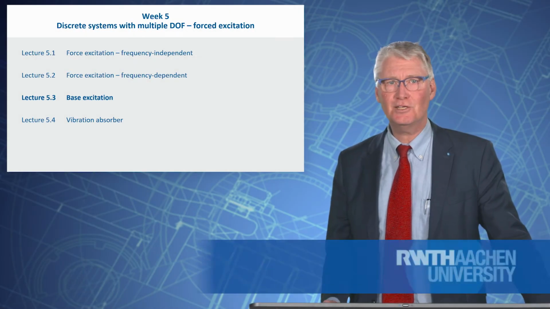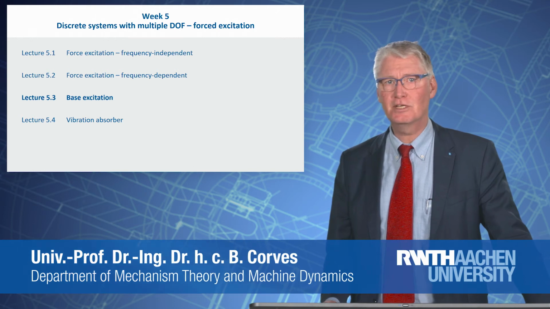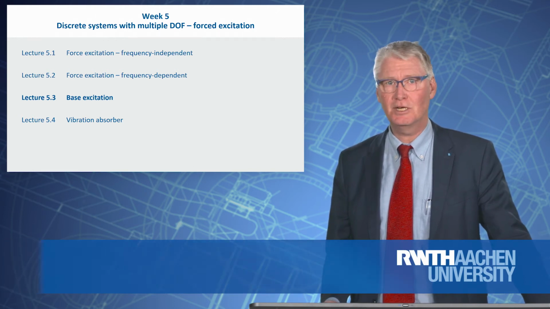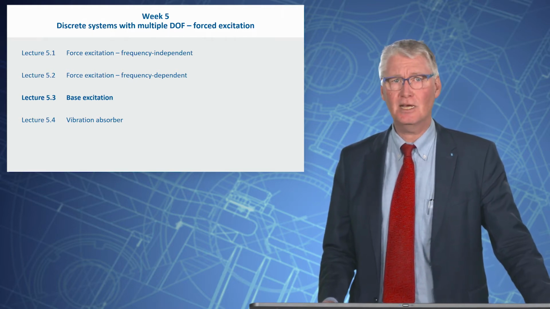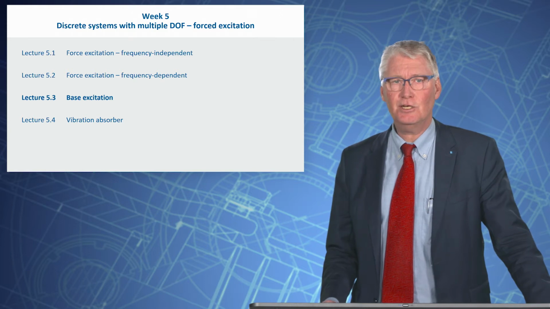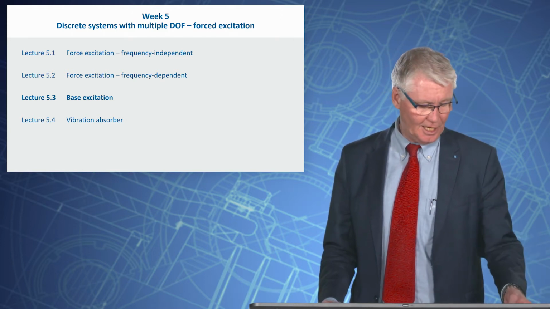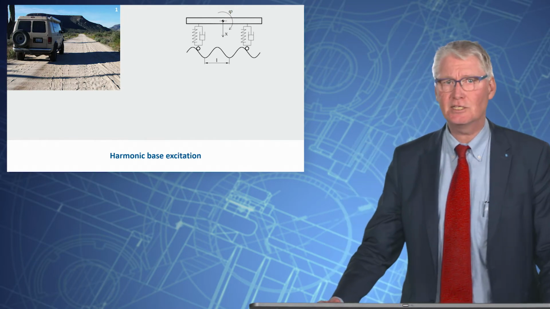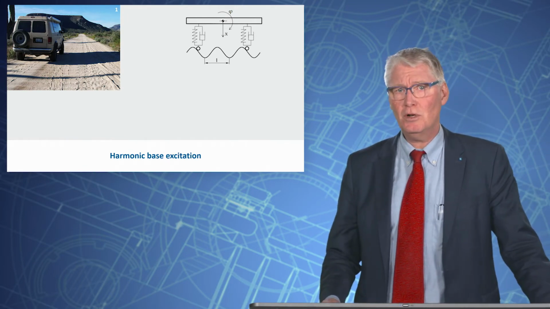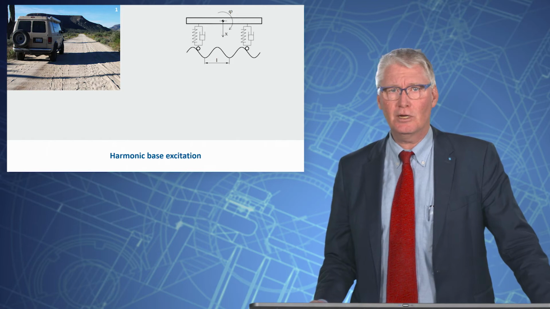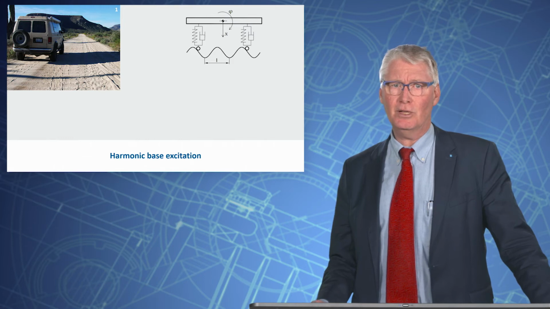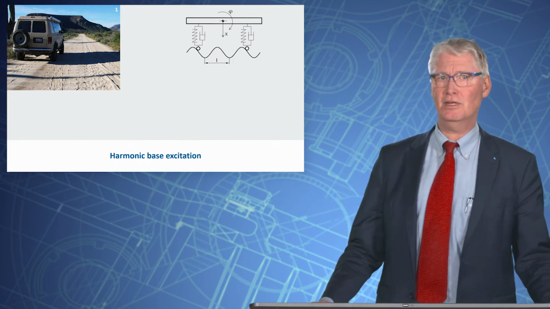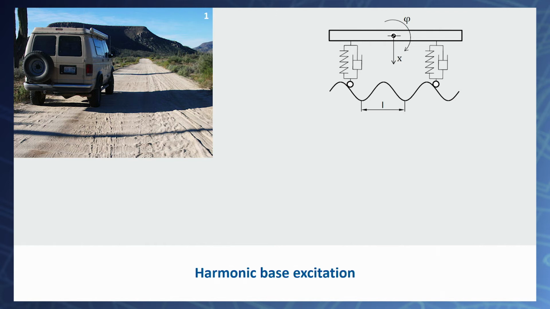Welcome to today's lecture. We are still talking about discrete systems with multiple degrees of freedom, and now we are looking at a special type of excitation, base excitation. We already know base excitation from when we were discussing single degree of freedom systems, but we will see that especially when we are talking about multi-degree of freedom systems, in this case a 2-degree of freedom system, harmonic base excitation, in my opinion, is much more interesting than the types of excitation that we've seen so far.